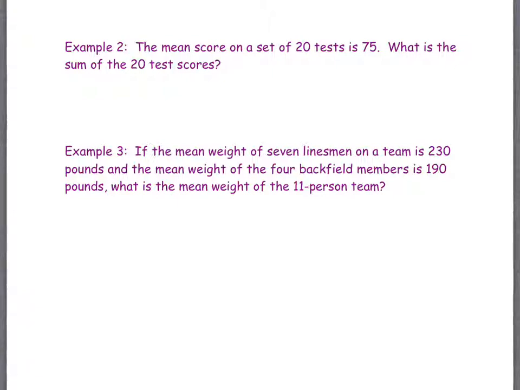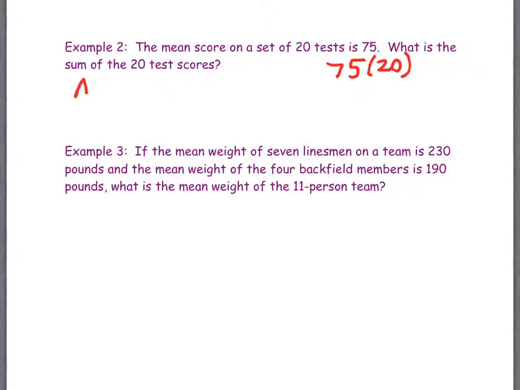How can I find that? So you can multiply 75 by 20. If you multiply 75 by 20, that is the average score times the number of scores, you'll find this. And this comes from the whole idea of what this means.